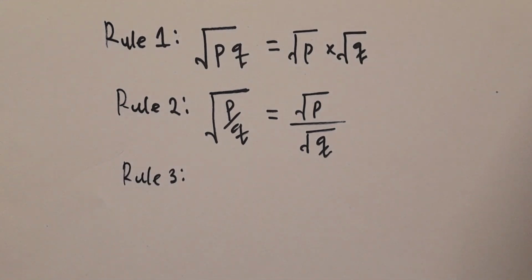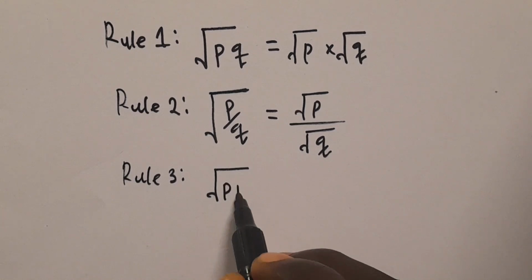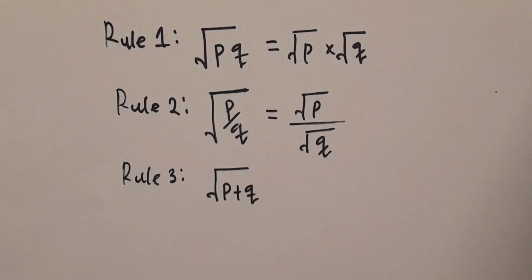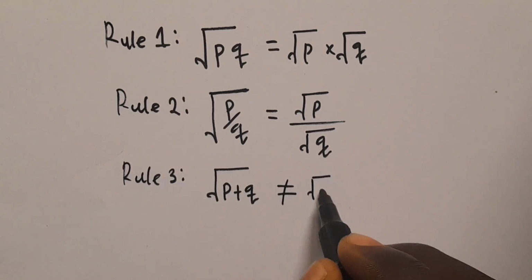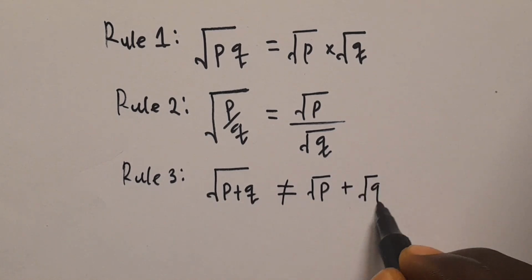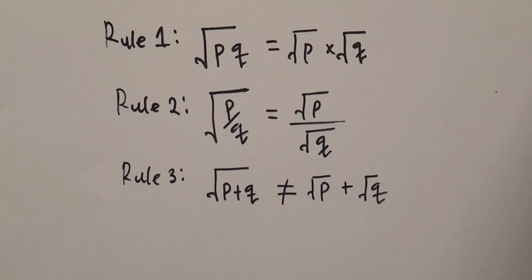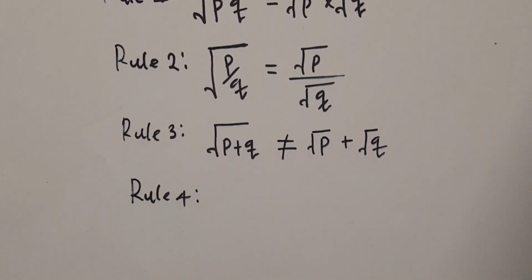So now let's take a look at rule 3. The rule 3 says that square root of p plus q does not equal square root of p plus square root of q. You need to take note of this. These expressions are not the same.